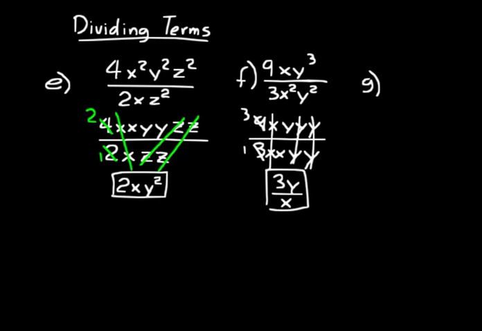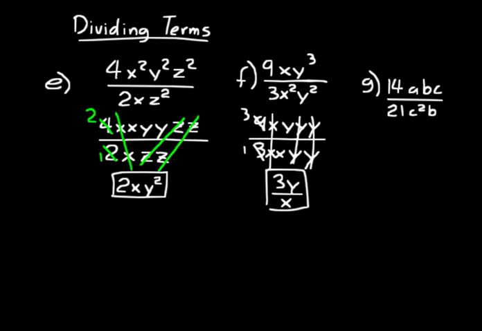The goal is to simplify it though, and that means to reduce it to its lowest terms. It's just like working with fractions. If you want to simplify a fraction, that means reduce it to its lowest terms. That's what you're doing here too, except you have numbers and letters to deal with.